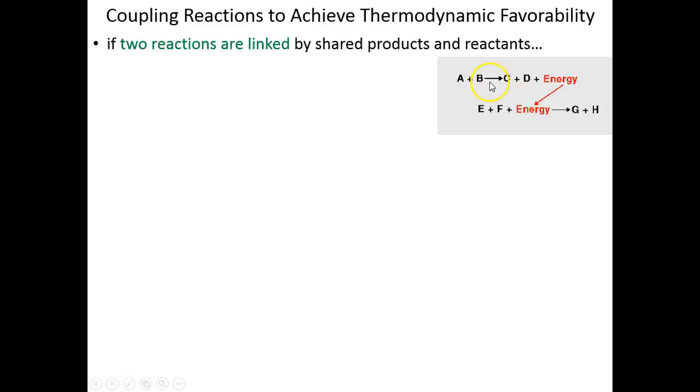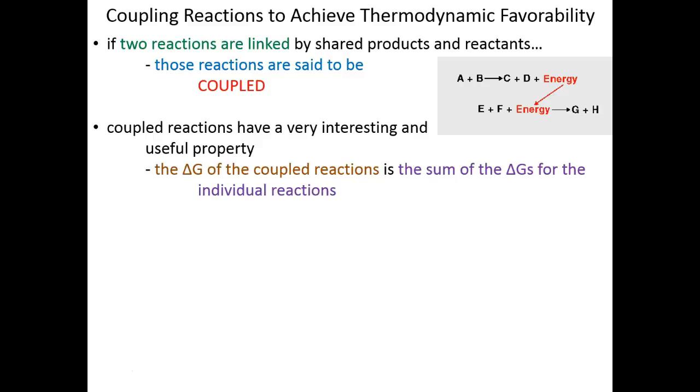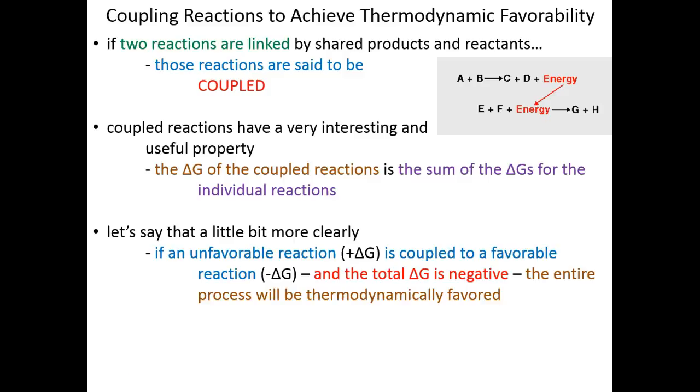But if reaction number 1 is occurring nearby, the energy released by reaction number 1 can be used to feed reaction number 2, and both reactions can occur. In this case, these reactions are said to be coupled. Now, from an energetics perspective, coupled reactions have a very interesting property. The delta G of the two coupled reactions together is simply the sum of the individual delta G's for the individual reactions.